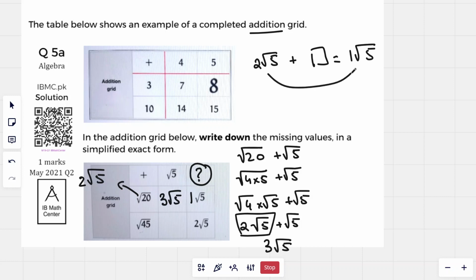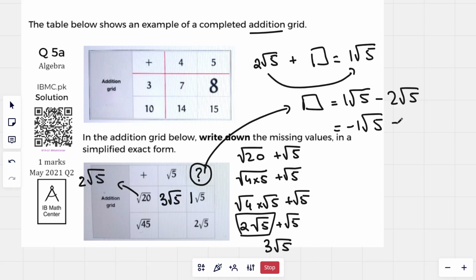Just take this to the other side. So this number is 1 square root 5 minus 2 square root 5, and 1 square root 5 minus 2 square root 5 is minus 1 square root 5. That can also be written as just negative square root 5. So the number here is negative square root 5.